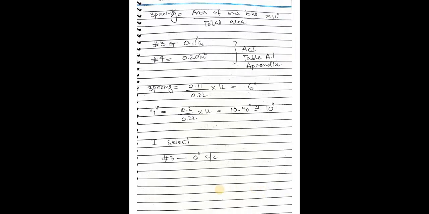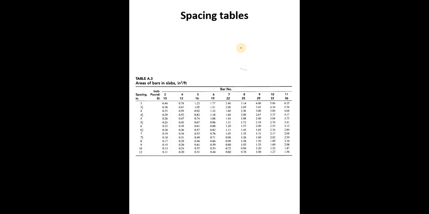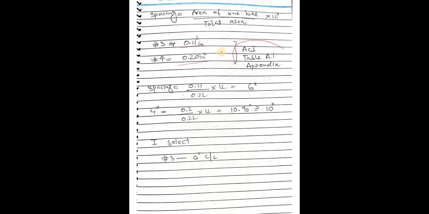Now we have to find the spacing. A number 3 bar has an area of 0.11 and a number 4 bar has an area of 0.20. I have taken this area from the ACI appendix. If you don't have this appendix, you can also find it manually by pi over 4 times (3/8 inches) squared. But use this ACI appendix area.